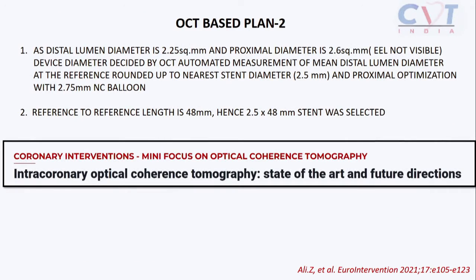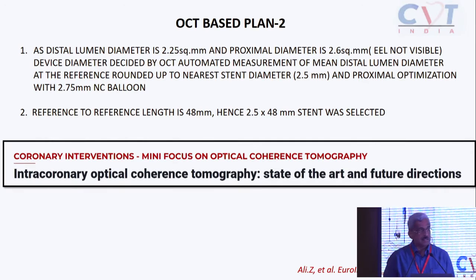So what does my plan strategy say? How do I make my decision now? As the distal diameter is 2.25 and the proximal diameter is 2.6 and the EEL is not visible, I will use a device decided by the OCT automated measurement of mean distal lumen diameter and reference, round it up to the nearest stent, which is 2.5 millimeters. That's a quarter millimeter more. So from 2.25, you'll use a 2.5 stent. That's a quarter millimeter upsize. And for the proximal, because I was at 2.6, I could use another quarter millimeter. So it's going to be 2.75 when I get there.